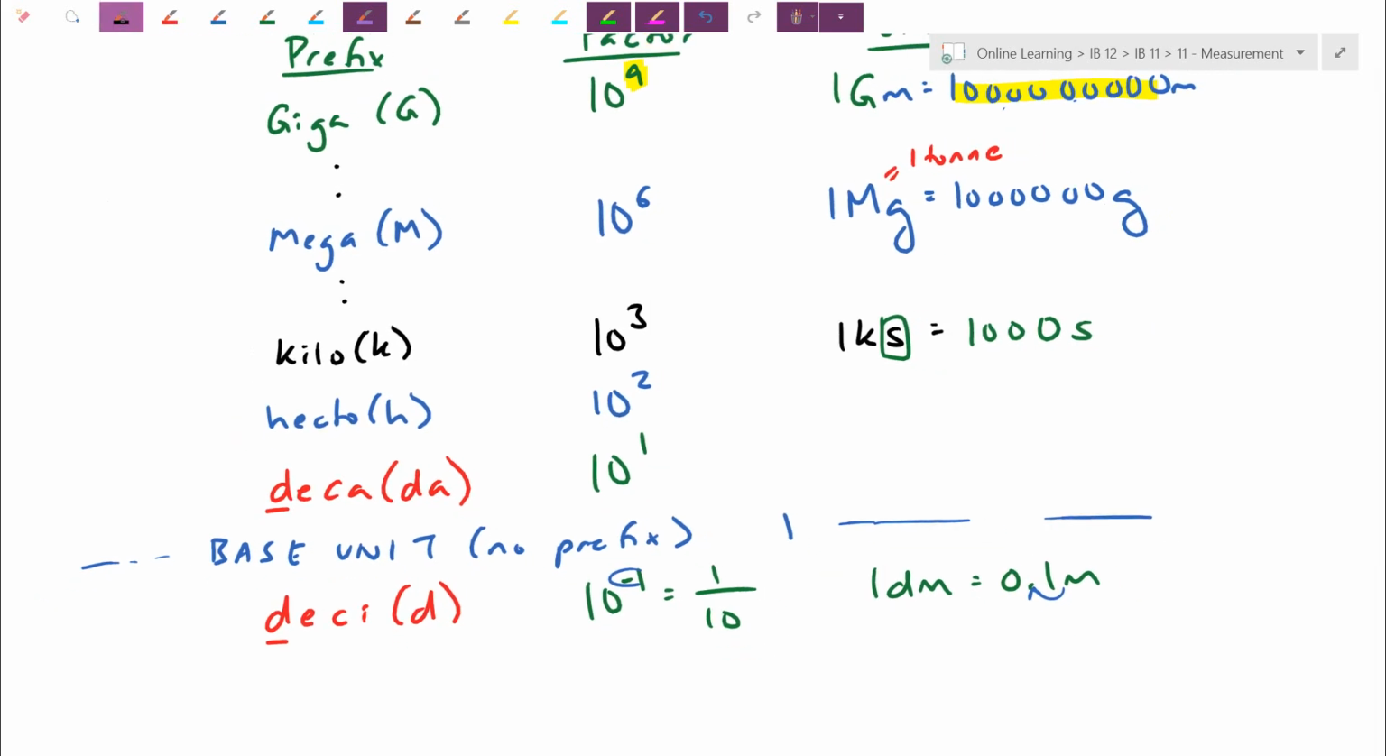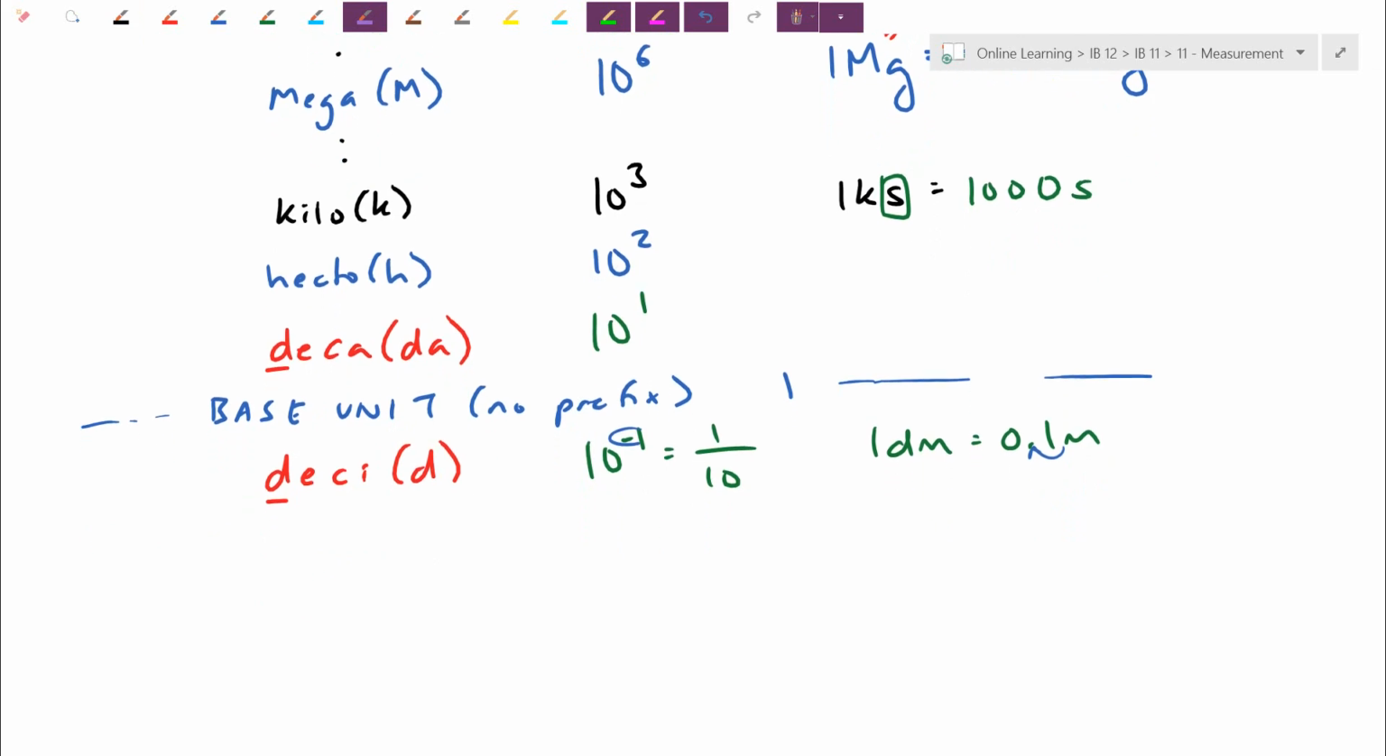Let's keep going downwards from there here. If I cut up a meter stick into 100, I get a centimeter. So centi is the prefix for 100th. So this is 10 to the negative 2. It can mean 1 over 100.